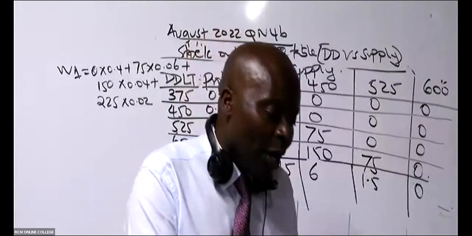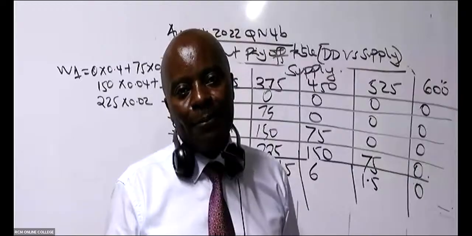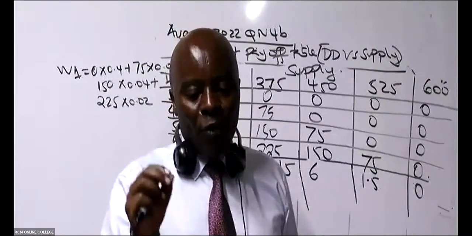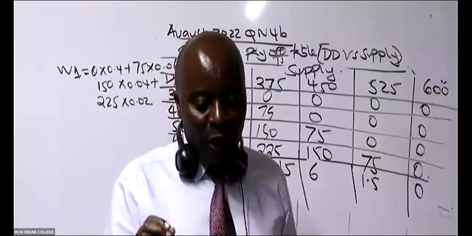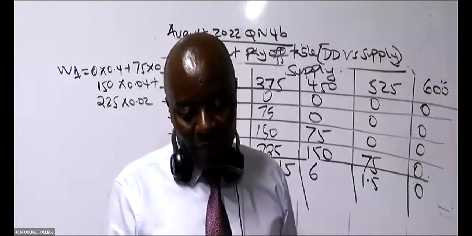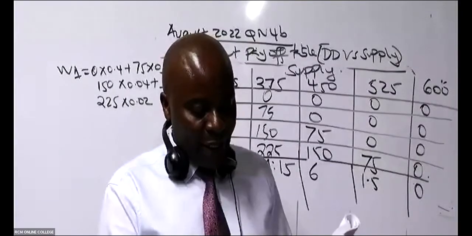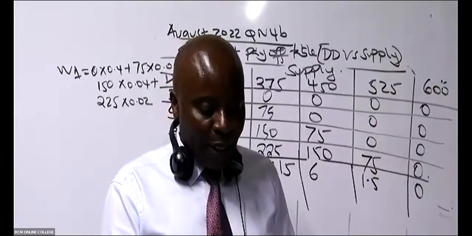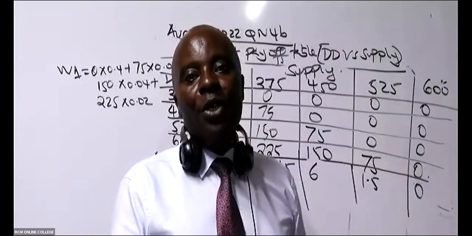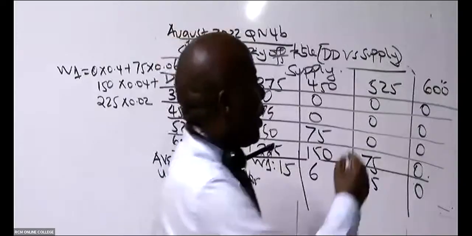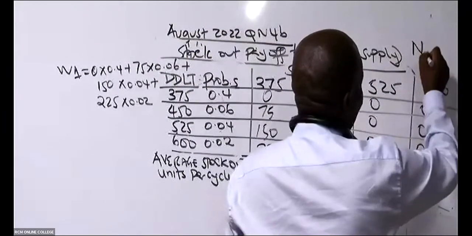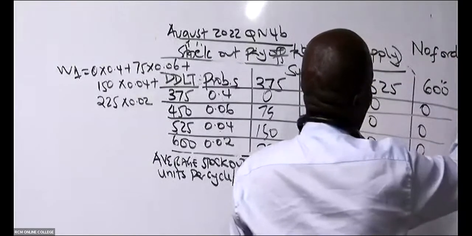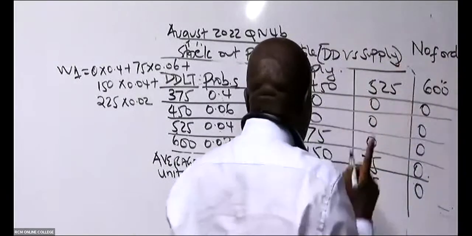I don't know even why these examiners are giving number of orders. Can somebody tell me in this particular case, if you wanted to get number of orders yourself, what would you have done? Thank you so much, Lillian. Lillian is telling me that she would have taken the annual demand and divided by Q, or divided by EOQ. Number of orders equals D over Q or EOQ. Very important for you to remember that.